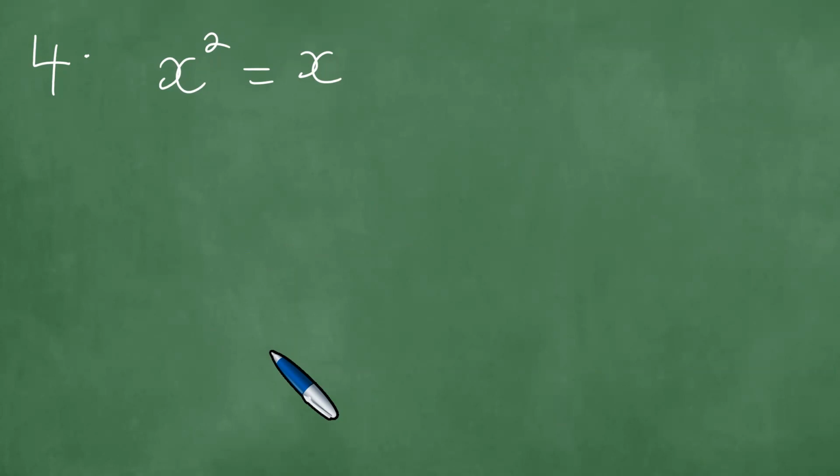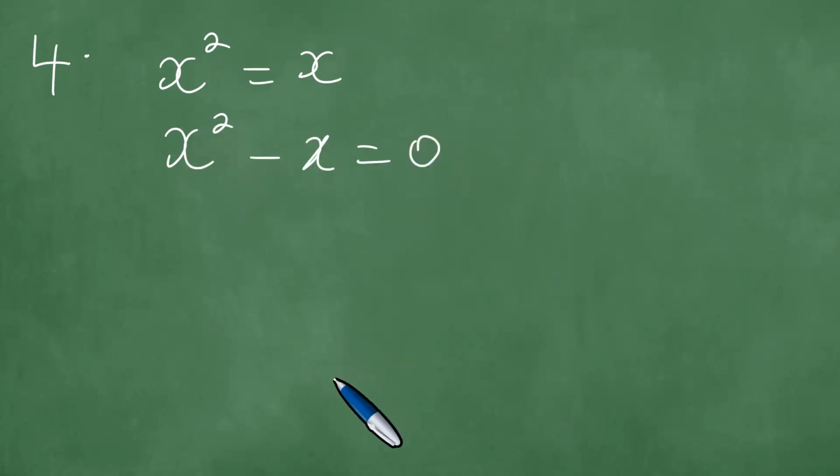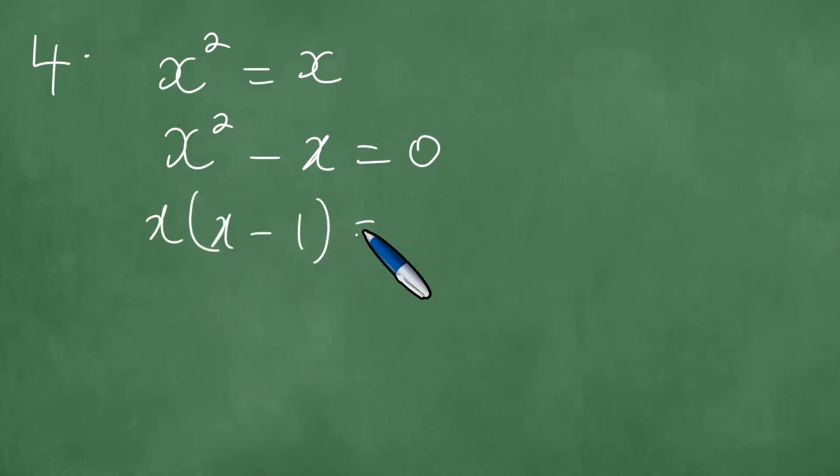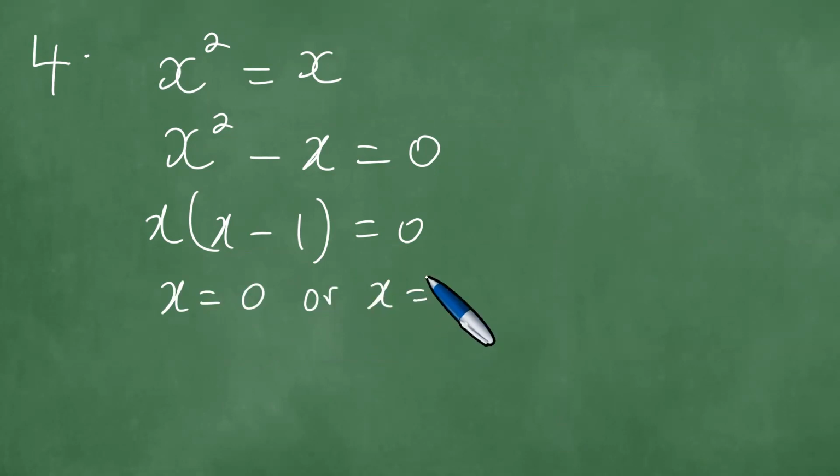What I would do is to take x to the other side of the equal sign, like so, correct? Then I factorize x since it's the common factor. Yes, then you take the highest common factor. And that means x is 0 or x is what? Is 1. Is it correct?